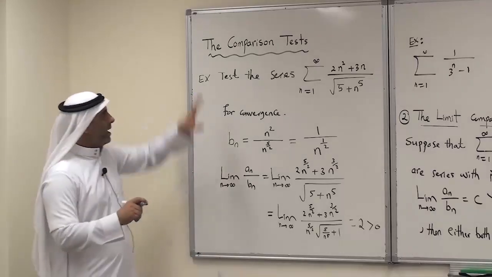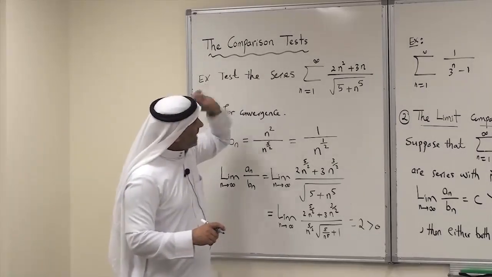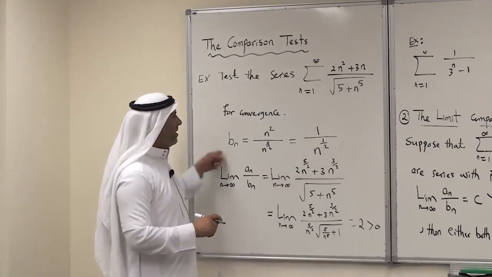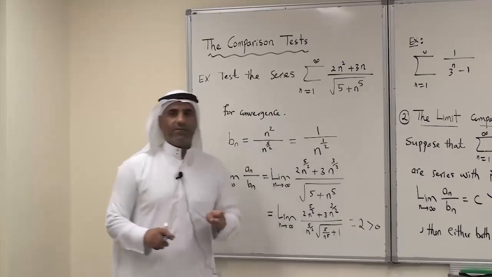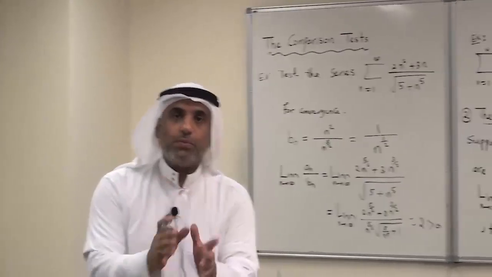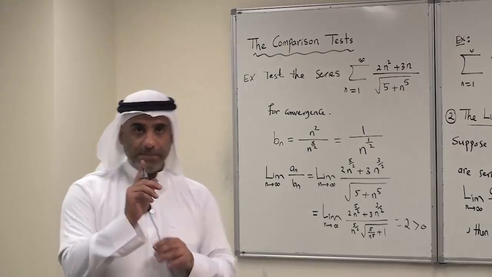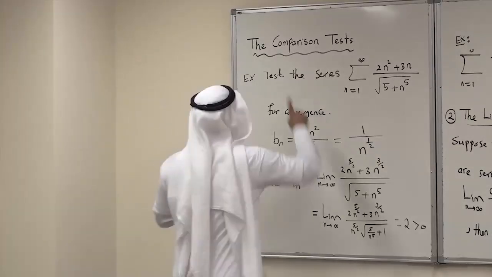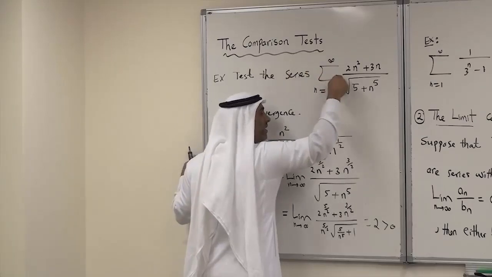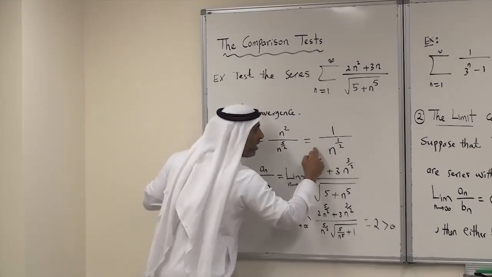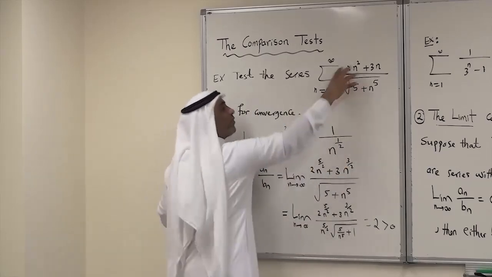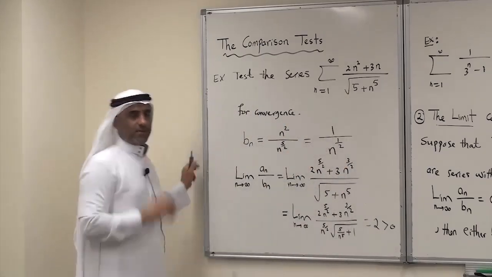Conclusion. The limit comparison test says both series, this series and the series of Pn, which is 1 over n to the power 1/2, are either both convergent or both divergent. I repeat. The limit comparison test says both series, this series and the series of 1 over n to the power 1/2, are either both convergent or both divergent.